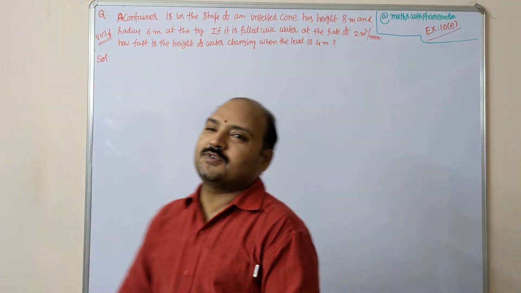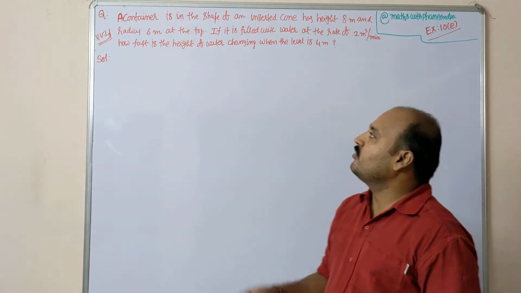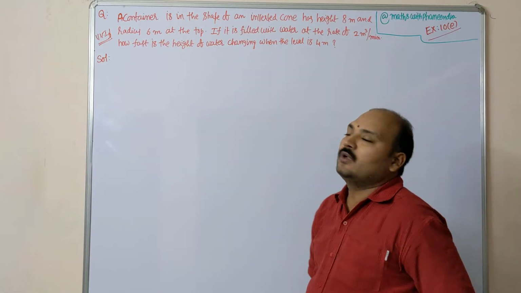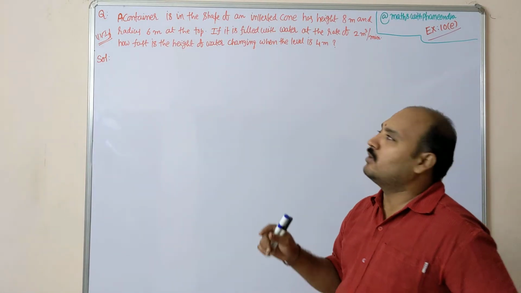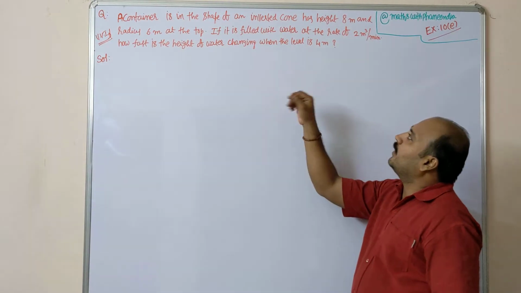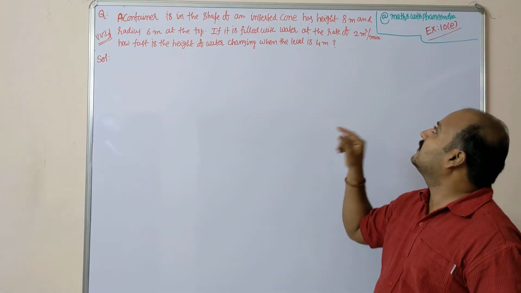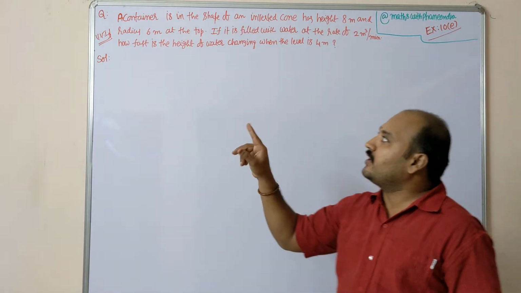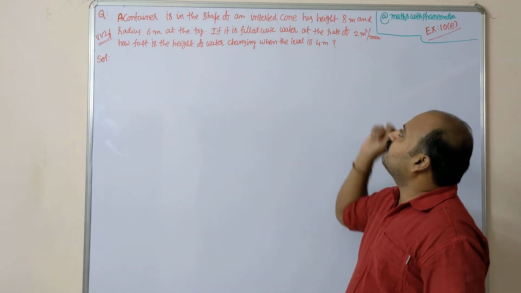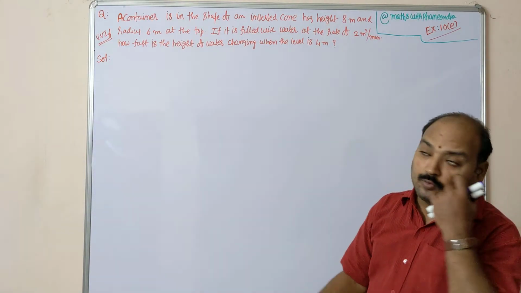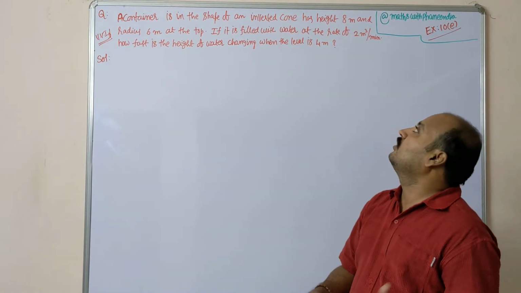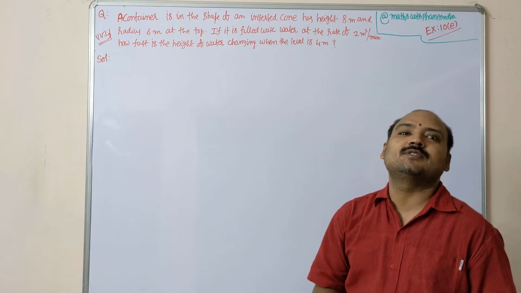Here the next question, dear students, this type of question is very important. After explaining this one, also go through the example in the textbook, I think second or third example, this type of question. A container is in the shape of an inverted cone, has height 8 meters and radius 6 meters at the top. If it is filled with water at the rate of 2 meter cube per minute, how fast is the height of the water changing when the level is 4 meters?